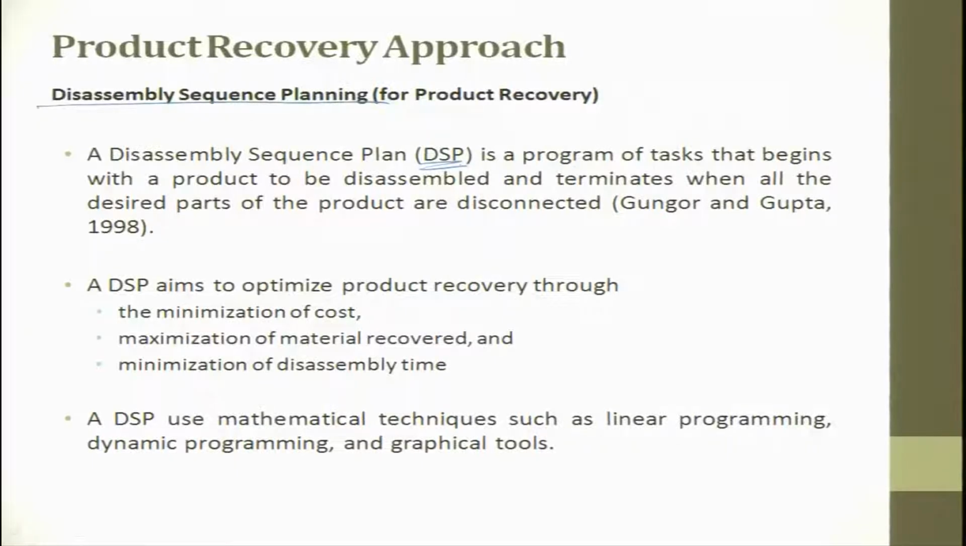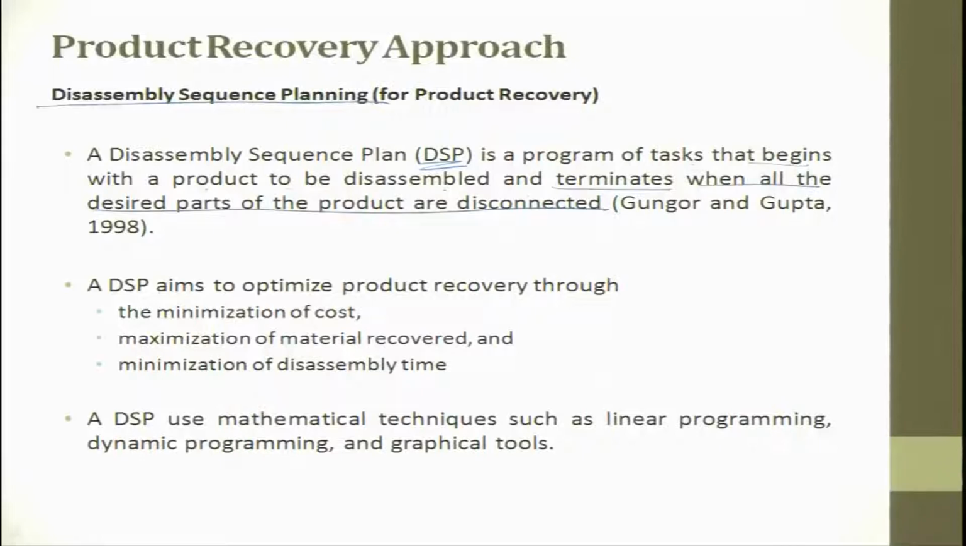So, the disassembly sequence plan for product recovery, otherwise called DSP, is a program of tasks that begins with a product to be disassembled and terminates when all the desired parts of the product are disconnected. Take a car, disassemble it, and it terminates when all the desired parts of the product are disconnected.